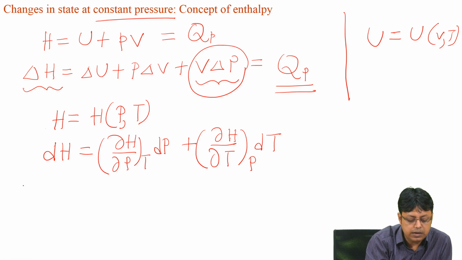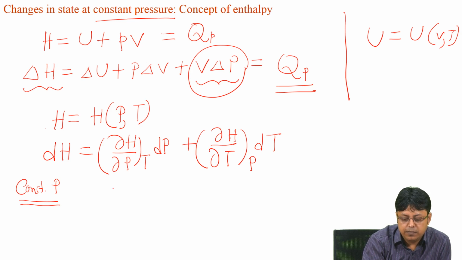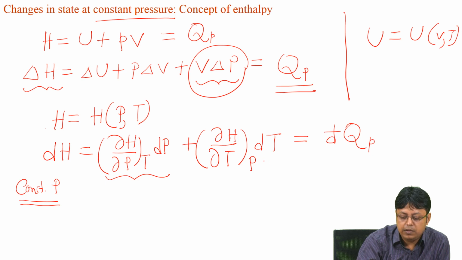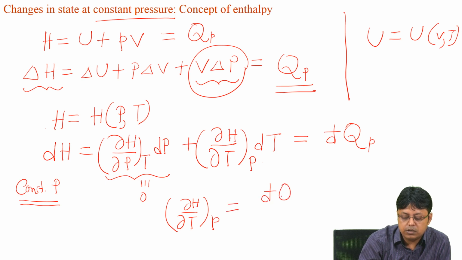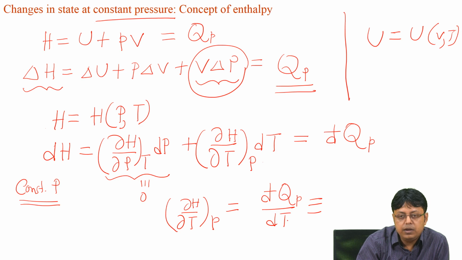Now, as before, we are considering a constant pressure process, and then you can easily figure out that at constant pressure this term goes to 0, and then we know that dH at constant pressure is nothing but d cross q p, and if we divide both sides by dT, then we get del H del T at constant P is nothing but d cross q p by dT. Now, this quantity is nothing but heat change per unit rise in temperature when the process is carried out at constant pressure, which means this is nothing but the heat capacity at constant pressure.